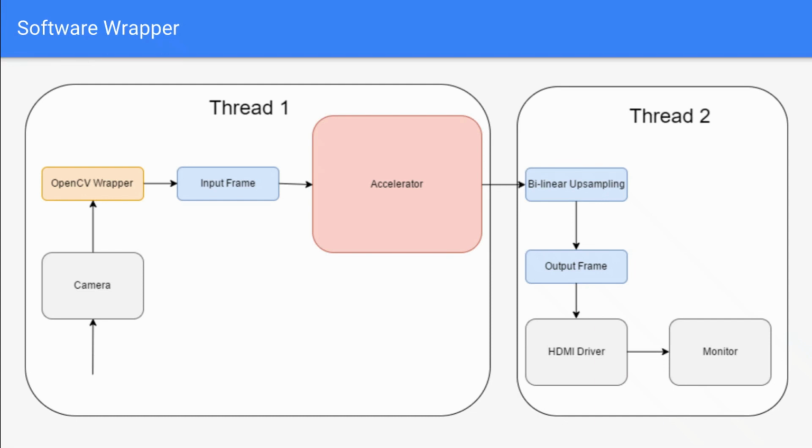The reason we have the accelerator and the bilinear upsampling separate is because we want to start thread 2. If we put the bilinear upsampling in the accelerator, thread 1 would be running most of the time while thread 2 would be idle. That is the reason we have 2 threads, and the computation is divided between the accelerator and the bilinear upsampling.